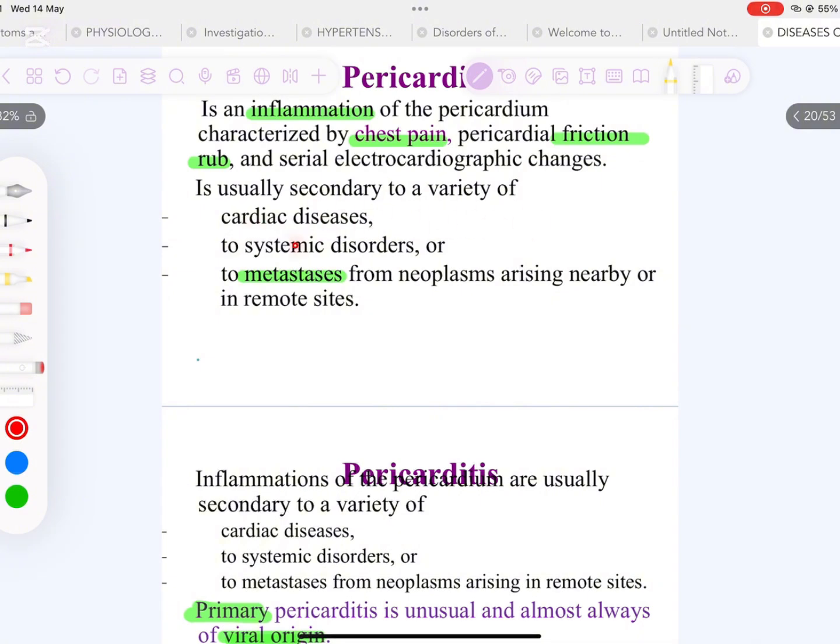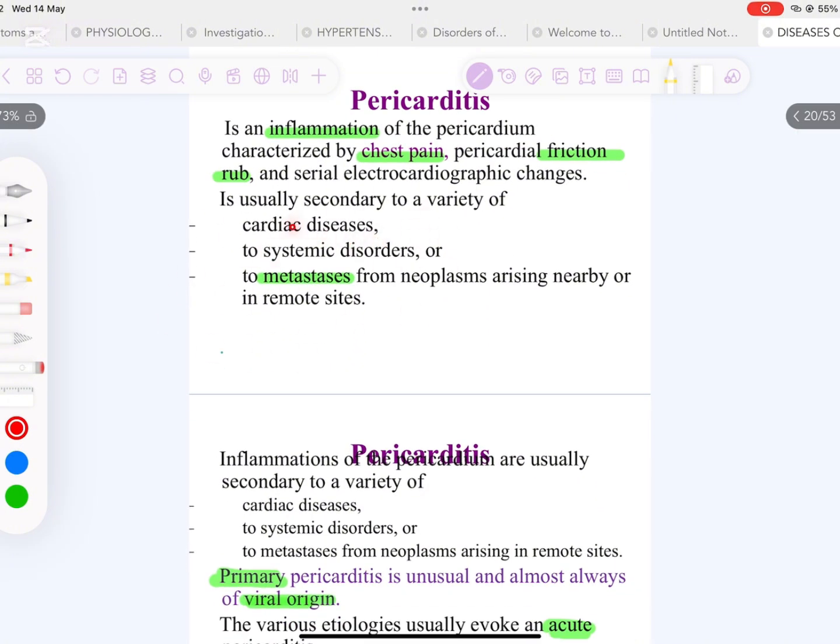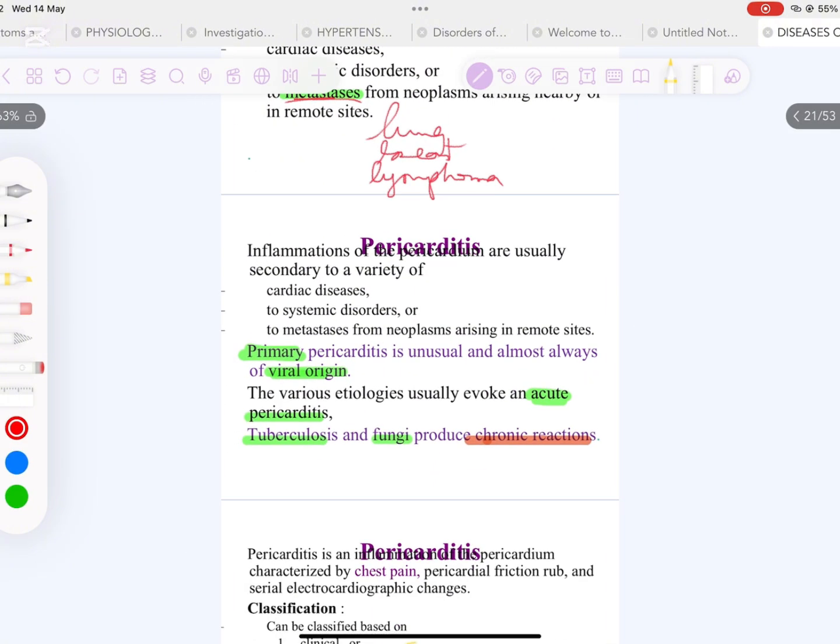It's usually secondary to a variety of cardiac diseases, systemic disorders, or metastasis from neoplasms, so these are the things that can cause pericarditis. Remember, it's unlike pericardial effusion, right? This one, the fluid is not clear, like in the serous type of pericardial effusion. This one, there's usually something. So if there's no cardiac disease, that means there's a systemic disorder, or maybe there's metastasis. Remember, metastasis can be lung, breast, or what? We saw 3 things. Lymphoma. From remote sites, mostly from remote sites.